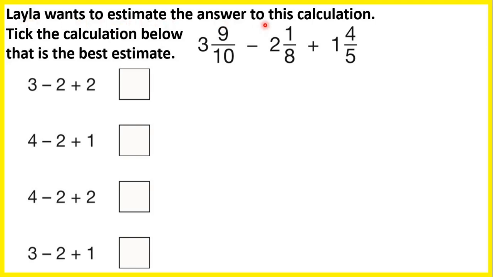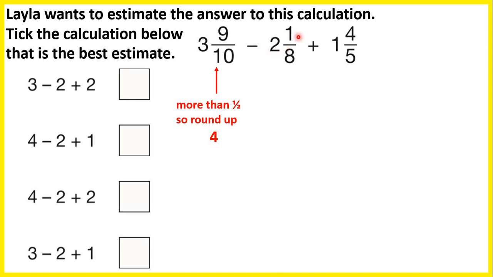Layla wants to estimate the answer to this calculation. So we have 3 9/10 minus 2 1/8 plus 1 4/5. Tick the calculation below that is the best estimate. So here we need to round fractions or mixed numbers to the nearest whole number. So first we have 3 9/10, and 9/10 is more than 1/2 because 1/2 would be 5/10, so that means that we can round up to the next whole number. So 3 9/10 rounds to 4.